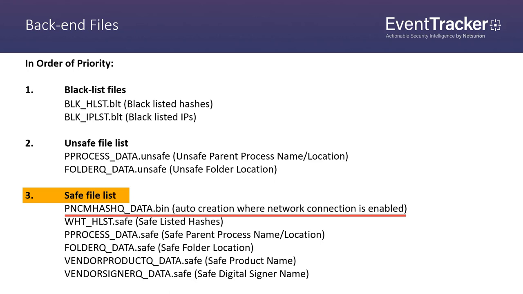The .bin file will be auto-created when the user enables the network connection monitoring in the EventTracker agent configuration. This will be discussed in greater detail in our next video. The safe list includes the list of safe-listed hashes maintained by the user. It also includes the list of safe parent process name or location and the safe folder location.